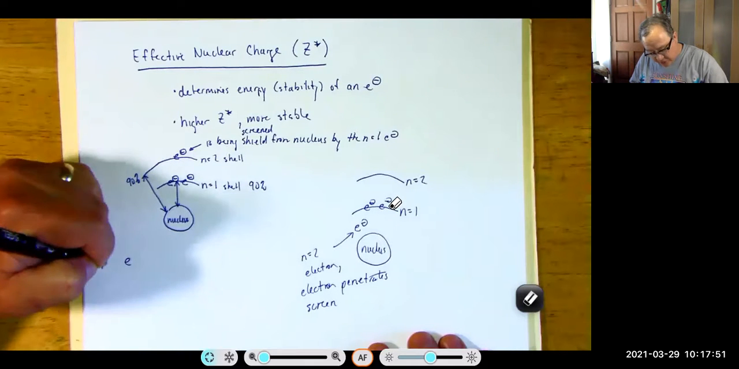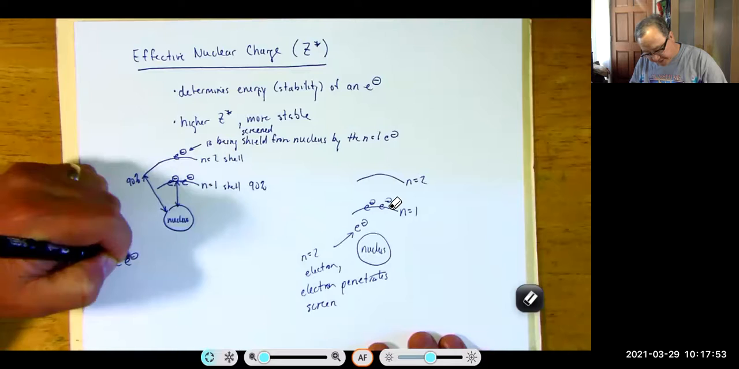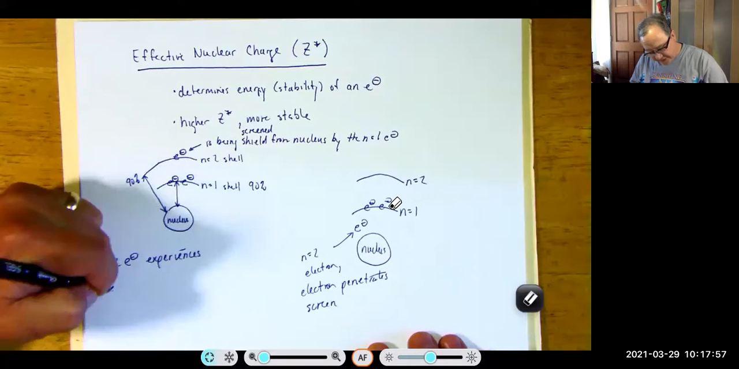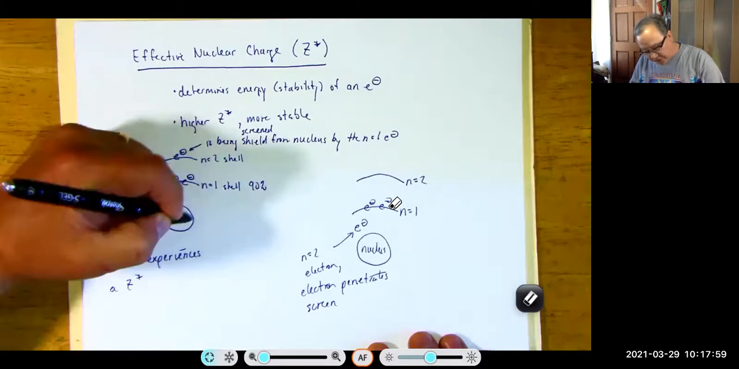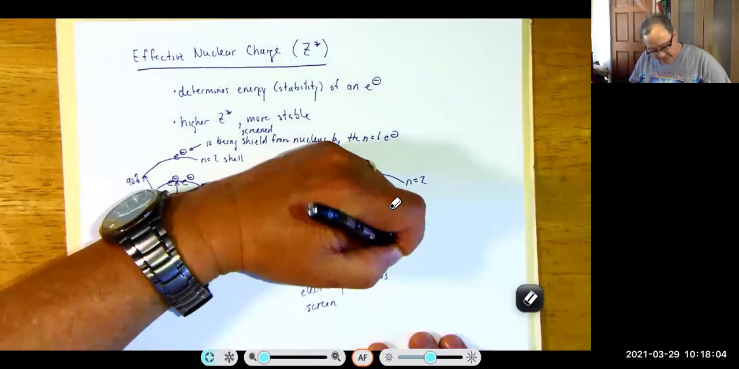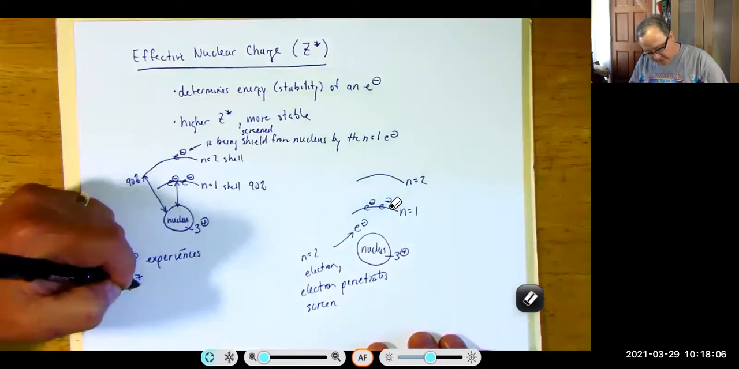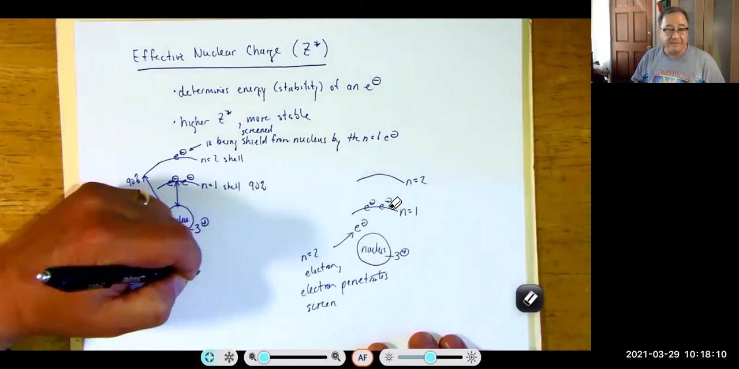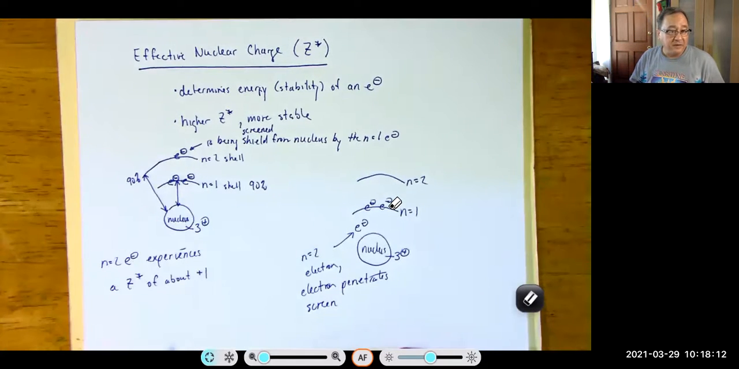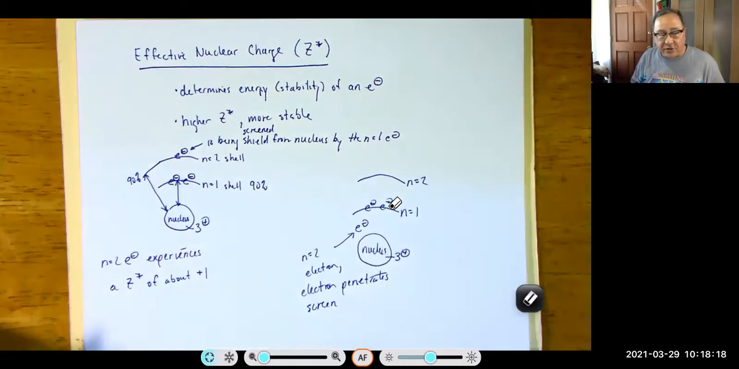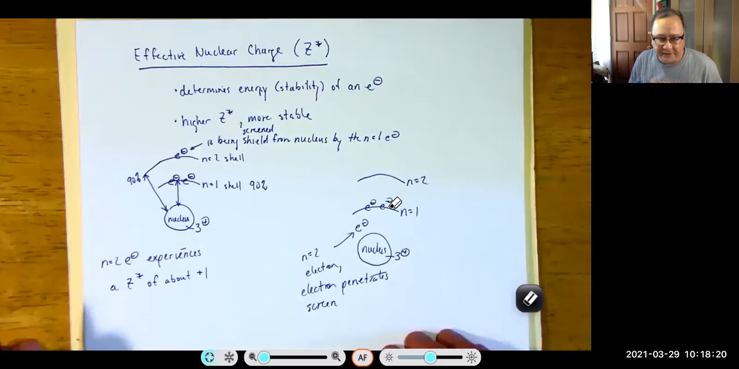The n equal 2 electron experiences a Z star, and here we're going to make this nucleus a 3+ nucleus, experience a Z effective of about +1. So why does this electron, when it looks at the nucleus, see a +1 charge? And the answer is, do you remember how charges are additive?